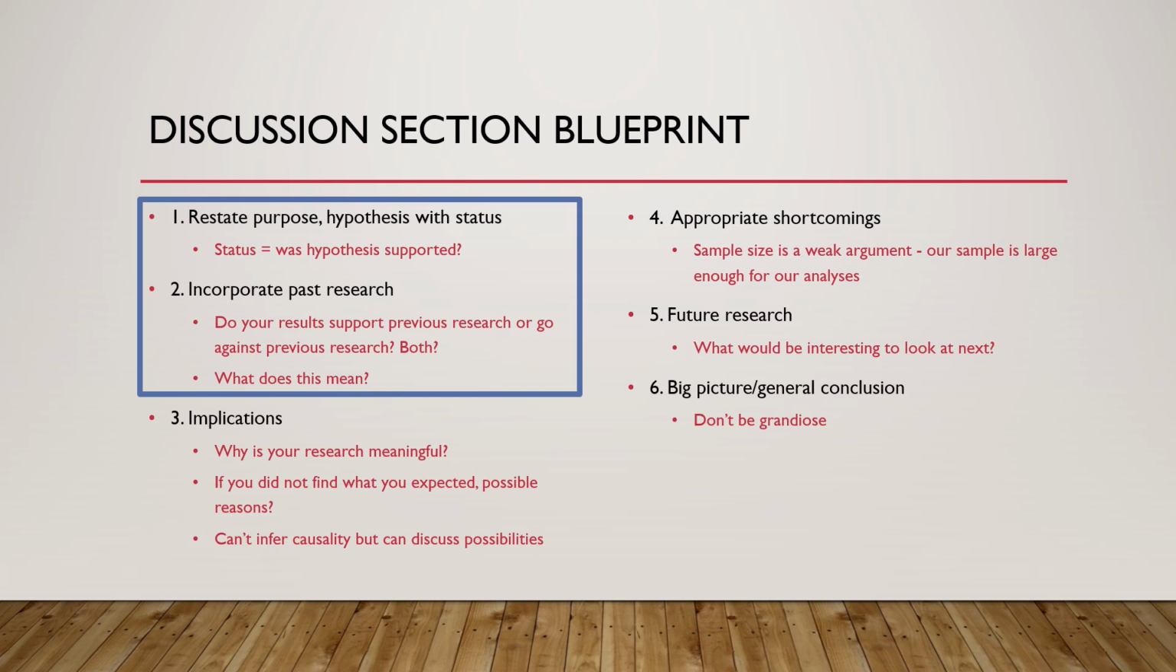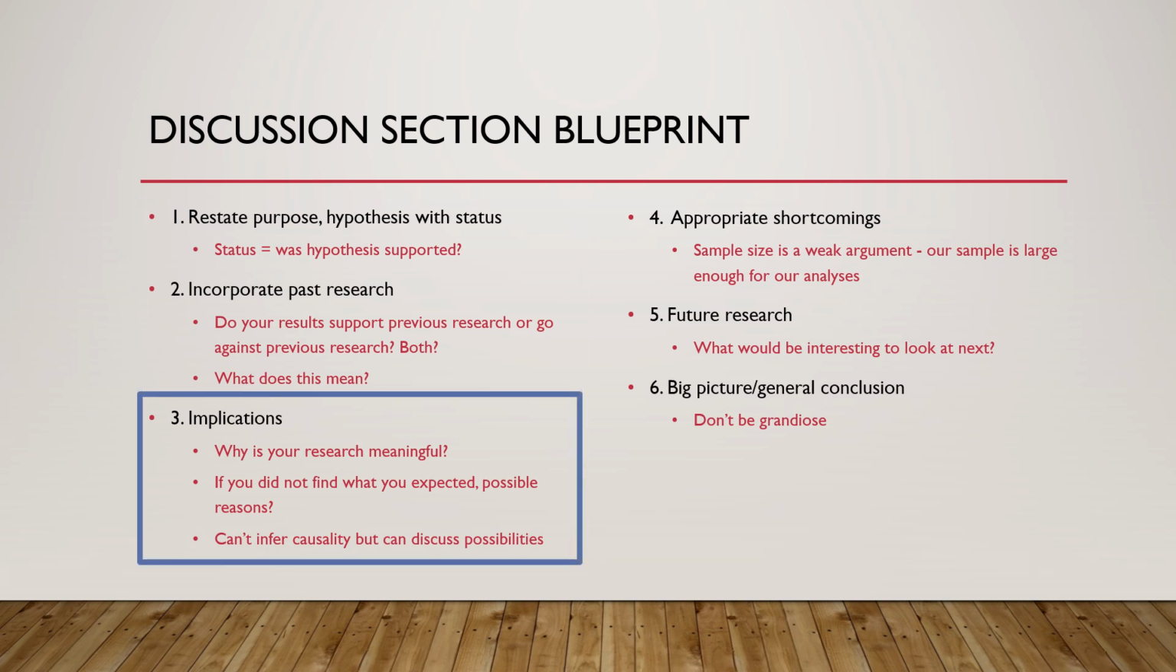But after you've done both of those, you then go on to the implications of this. What was meaningful about your research? What was expected, and why did that happen? Can you infer any kind of causality or directional relationship between your variables, and what are the possible interpretations there?